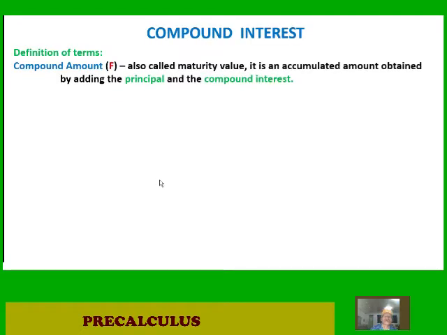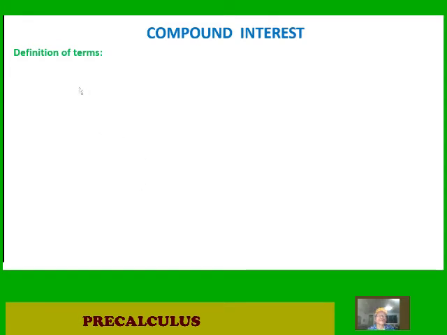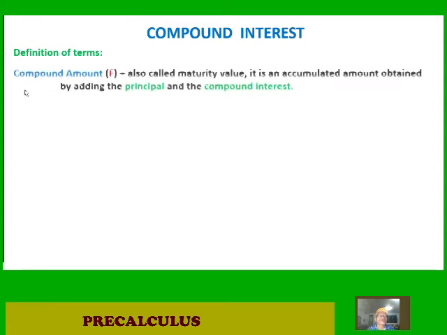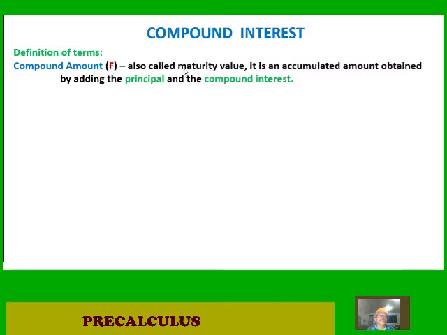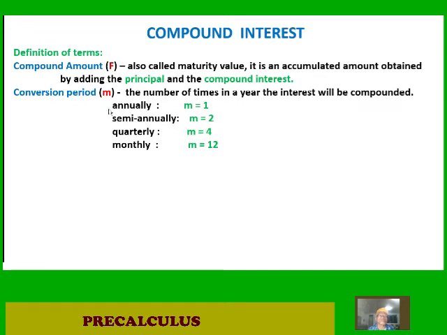Next, compound interest. Let's define some very important terms. Compound amount F. This is the same as maturity value. It is an accumulated amount obtained by adding the principal and the compound interest. So compound amount F is principal plus compound interest. Conversion period m: the number of times in a year the interest will be compounded. If the interest is compounded annually, m, the number of conversion periods per year, is 1. Semi-annually 2, quarterly 4, monthly is 12.